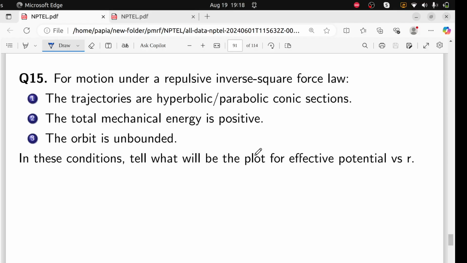For motion under a repulsive inverse square law, that means if F of r is proportional to k by r square, trajectories are hyperbolic or parabolic conic sections, the total mechanical energy is positive, the orbit is unbounded. Okay, so first of all, let me remind you how we can calculate these things, and also in this condition tell what will be the plot for effective potential versus r.